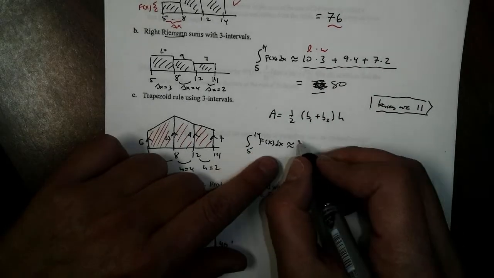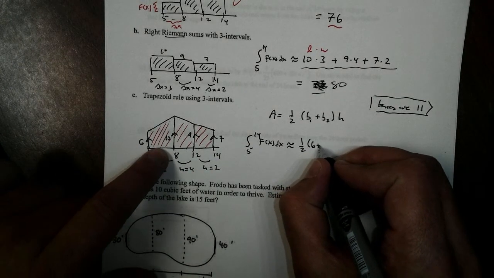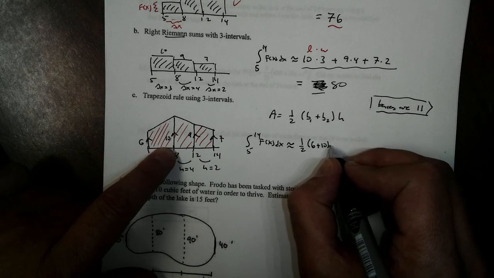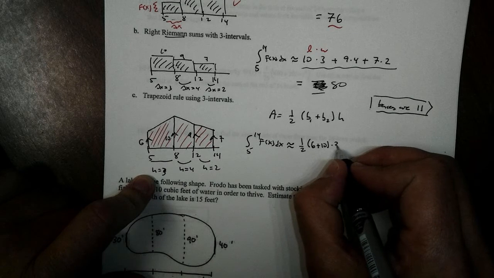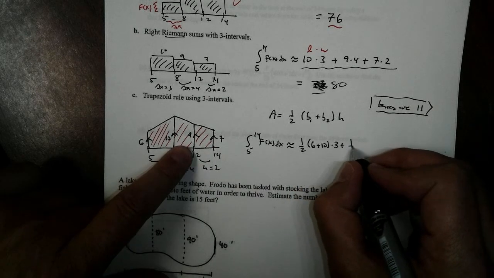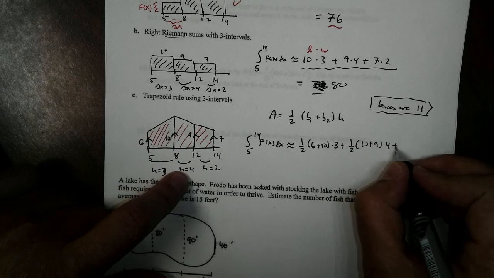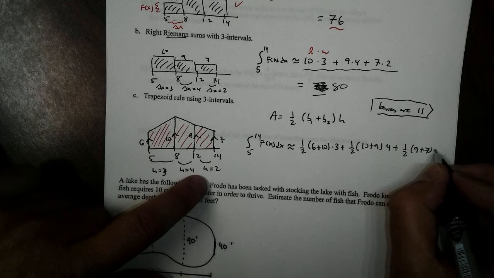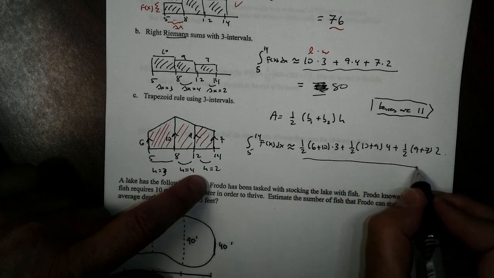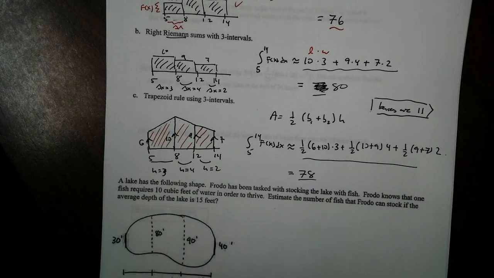All right, so we get 1/2. The first one has a base of 6, a base 2 of 10, and a height of, what did we say that was? 3. Plus, now my second trapezoid, 1/2, 10 plus 9 times 4. And my last one, 1/2, 9 plus 7, and its height is 2. And you can leave it like this, but if you simplify that, that becomes 78 right there.